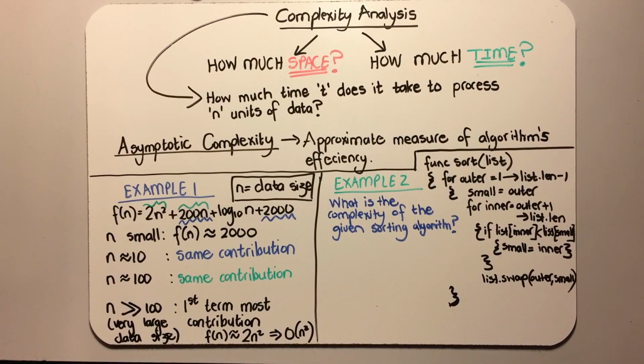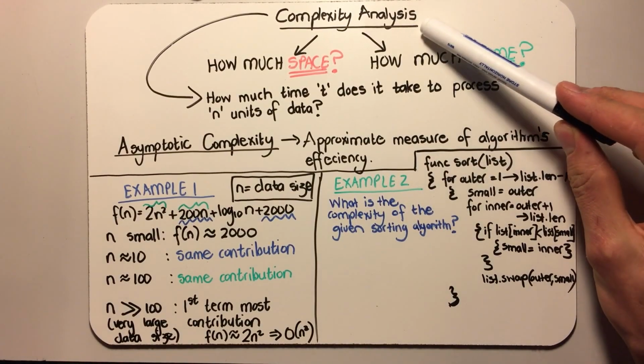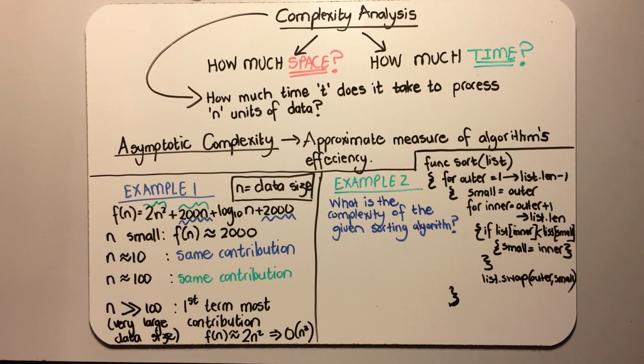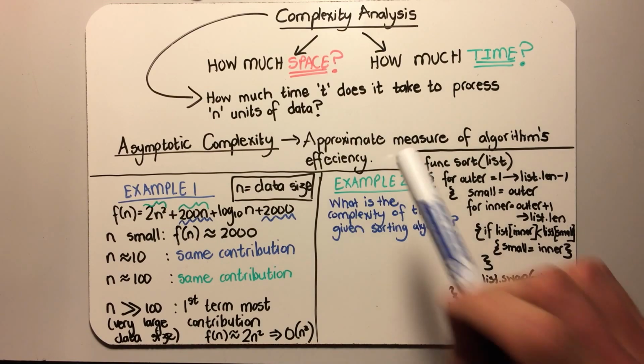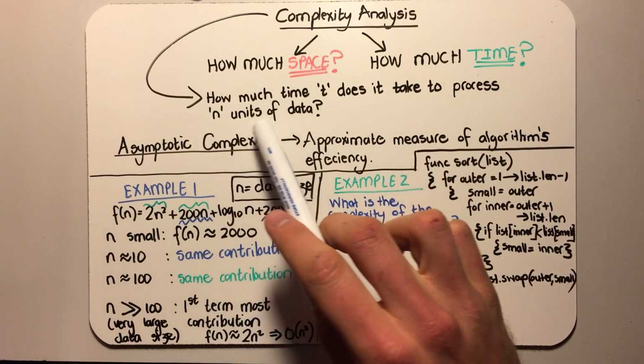So in today's video, we will discuss complexity analysis in computer science and in data structures and algorithms specifically. So what is complexity analysis? Well, complexity analysis says how much space and how much time. So how much time t does it take to process n units of data?